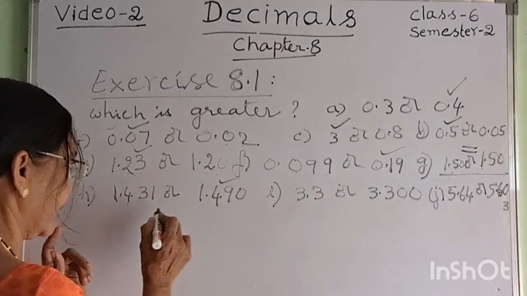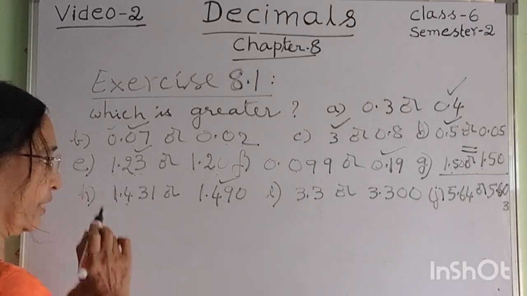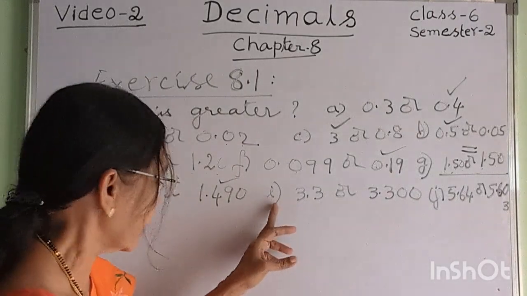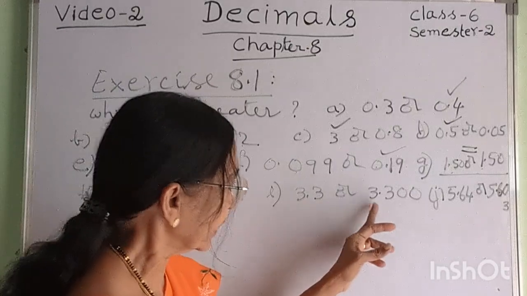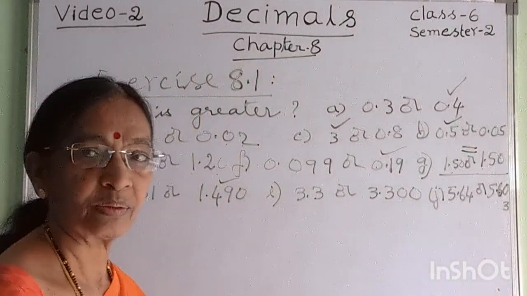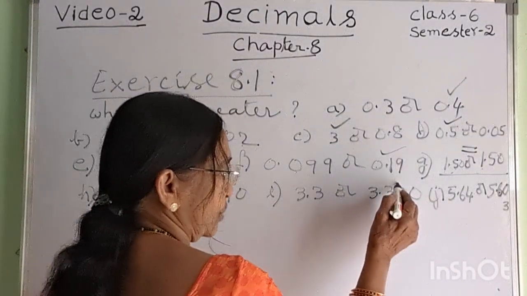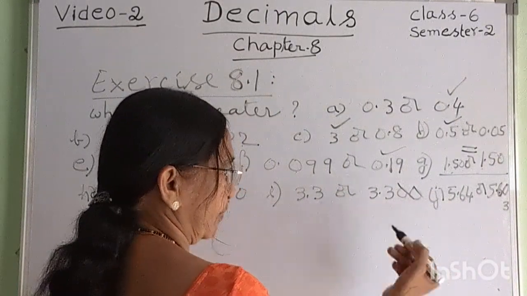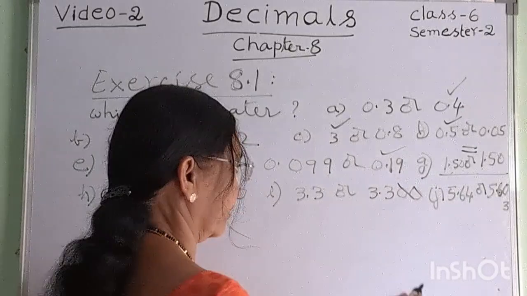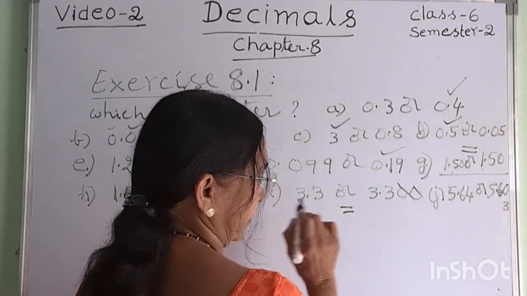1.490 is greater than 1.431. Next, 3.3 or 3.300. Both are the same. 3.3 is equal to 3.300. These two zeros have no value. Therefore, we can write them or we can leave them. Therefore, these two are equal.